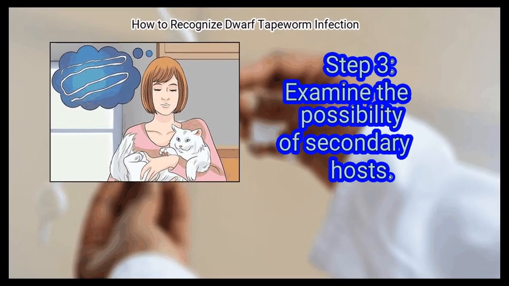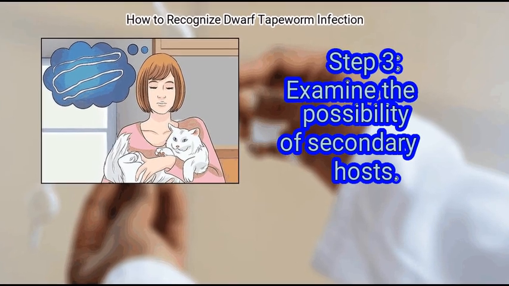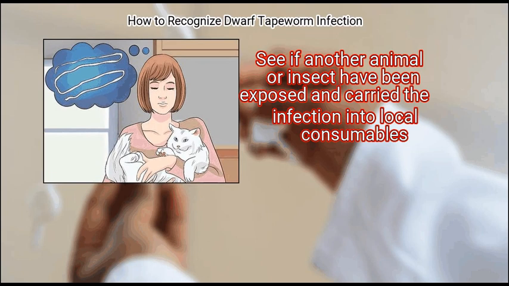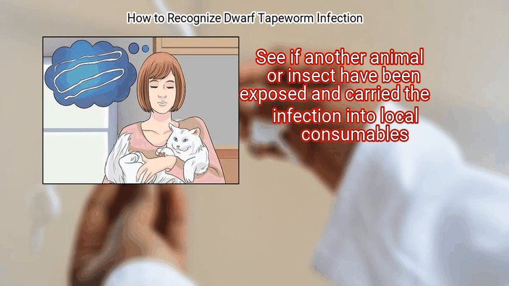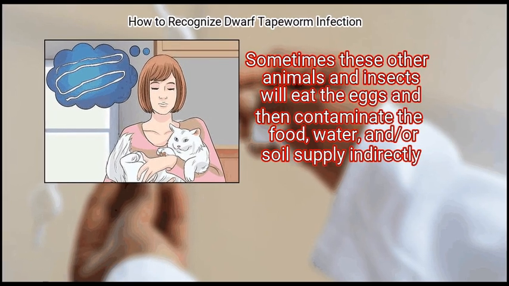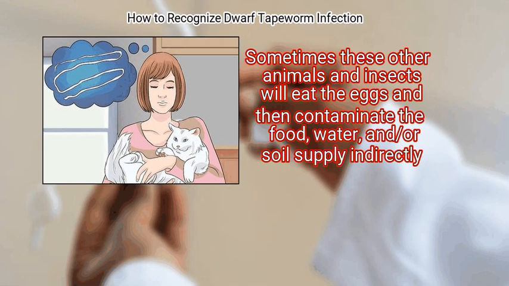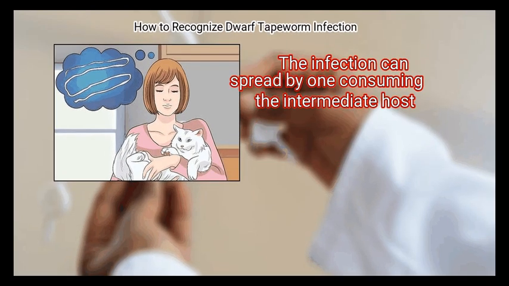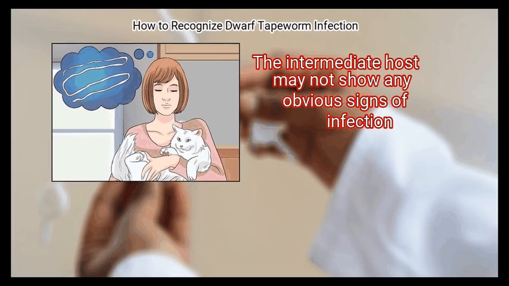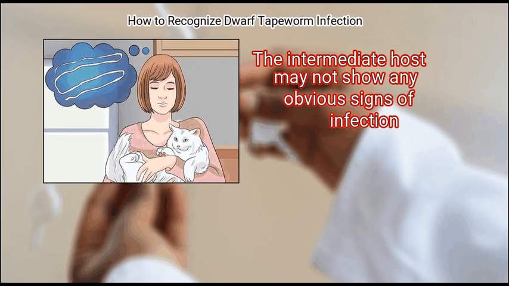Step 3. Examine the possibility of secondary hosts. See if another animal or insect has been exposed and carried the infection into local consumables. Sometimes these other animals and insects will eat the eggs and then contaminate the food, water, and/or soil supply indirectly. The infection can spread by one consuming the intermediate host. The intermediate host may not show any obvious signs of infection.